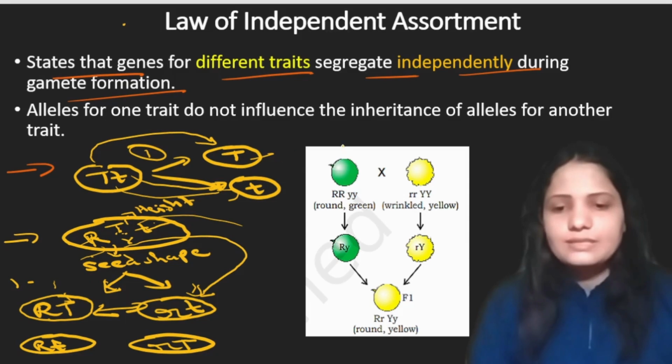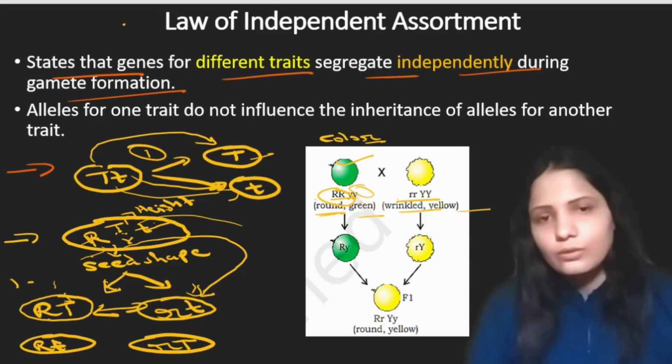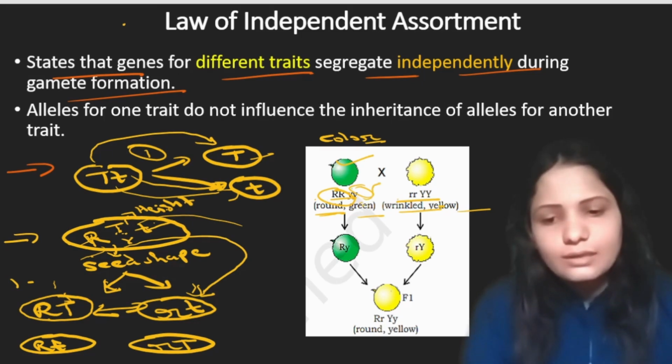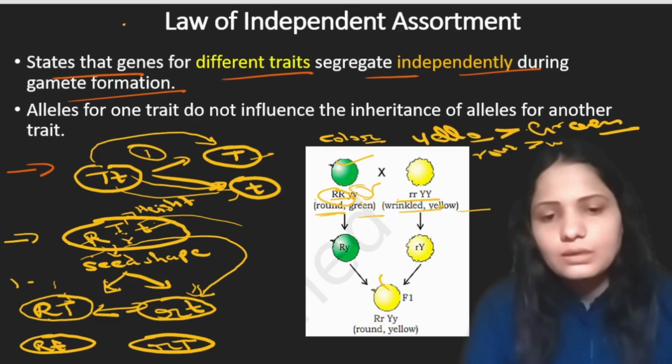So if you see the example here, here we have the parent. In the parent we have capital RR, small yy. Wait, R represents round, y represents green. This is the color. And here we have shape. Shape is wrinkled and yellow. Here the round is RR, and this is wrinkled and yellow. You can see here that yellow color is dominant over green and round shape is dominant over wrinkled.